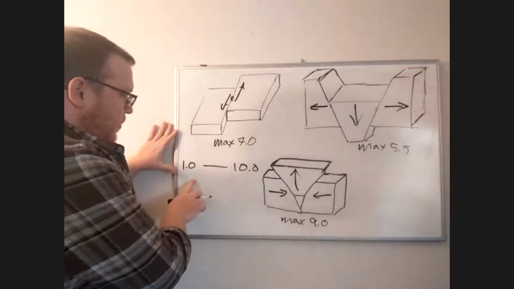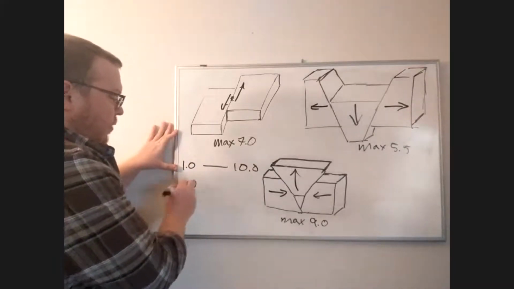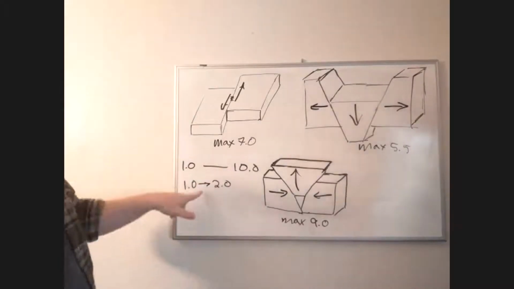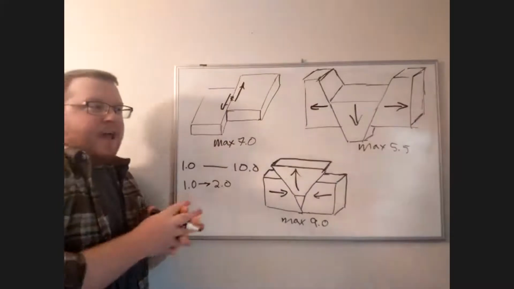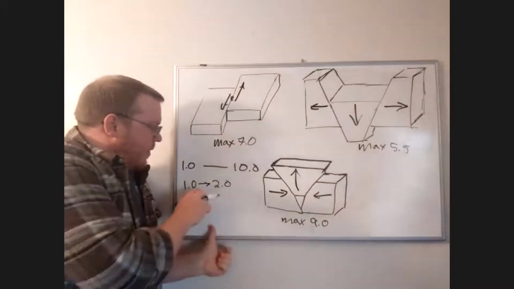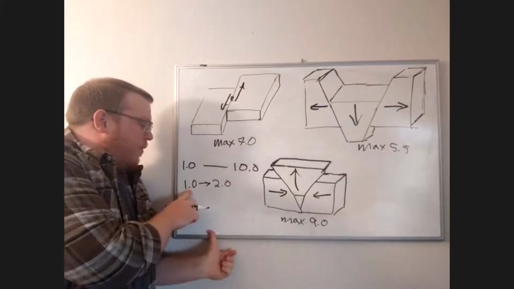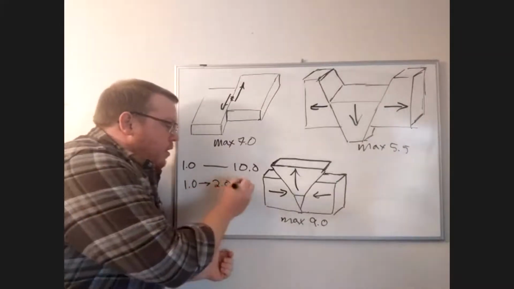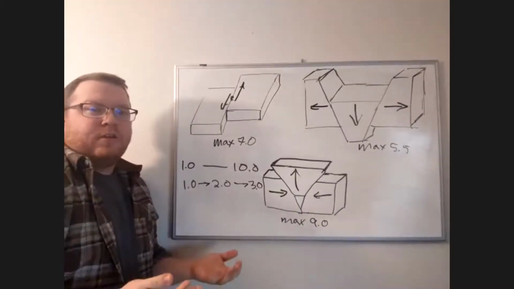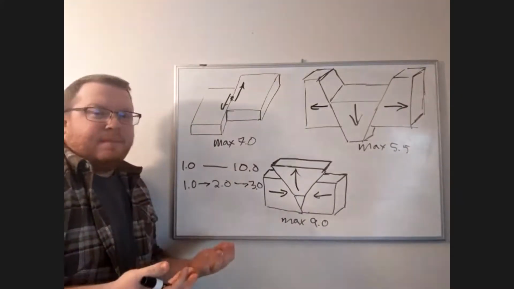Now, what's interesting here is if I go from a 1.0 earthquake to a 2.0 earthquake, what that really means is that the energy being released by that quake is 10 times greater. So anytime you increase from a 1 to a 2 or from a 2 to a 3, you're increasing the energy that's being released, the stored up energy, by 10 times.